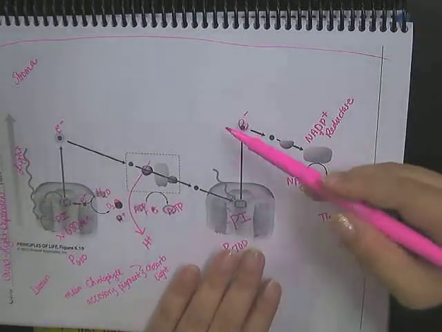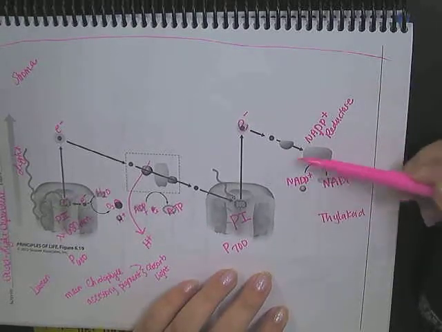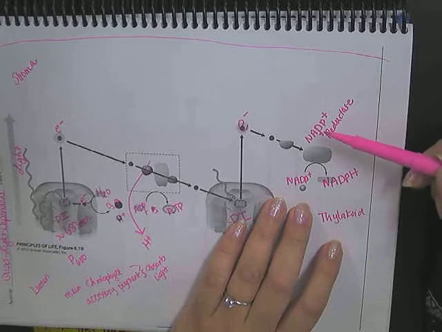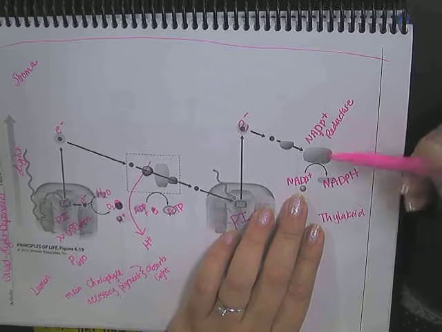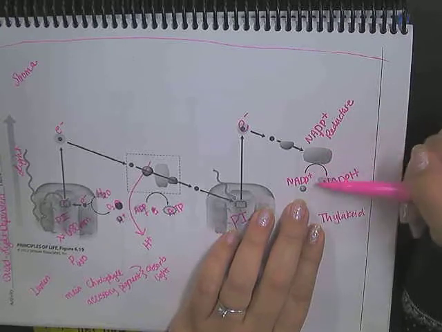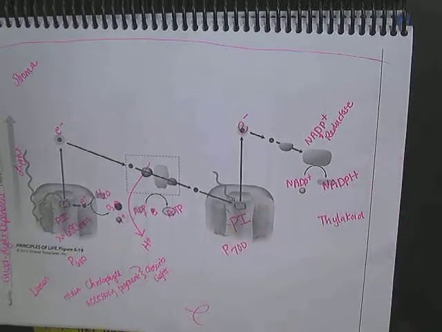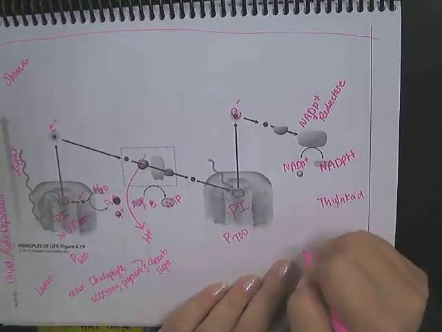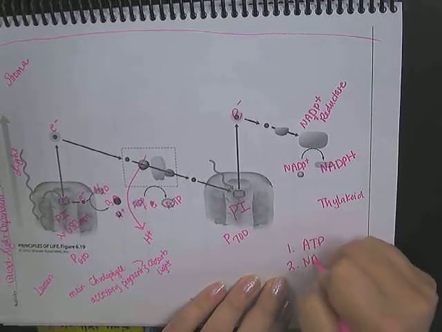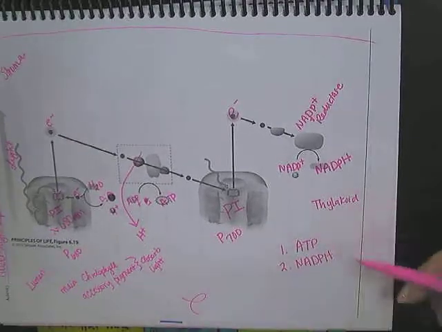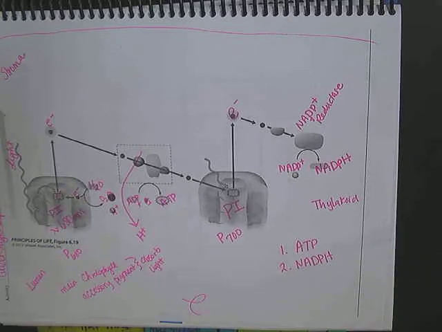The electron ultimately is donated to the final electron acceptor, which is NADP+. And the enzyme NADP+ reductase is the one that's going to take that electron, take a hydrogen as well, and we're going to reduce NADP+ down to NADPH. The whole point of this process is to generate some ATP and to generate NADPH, which we're going to need for the second biochemical pathway of photosynthesis.